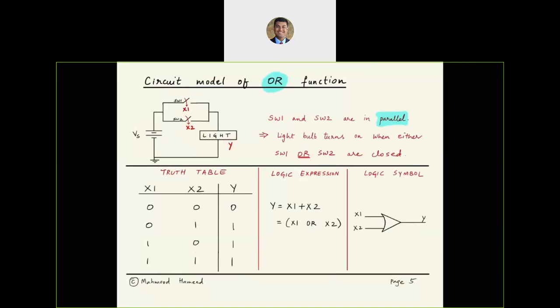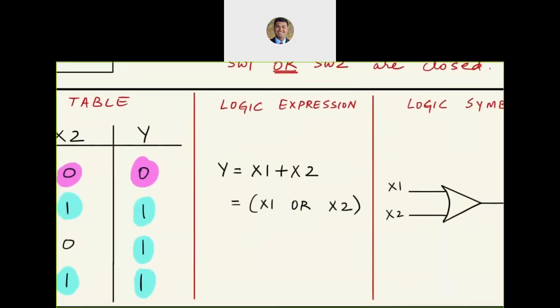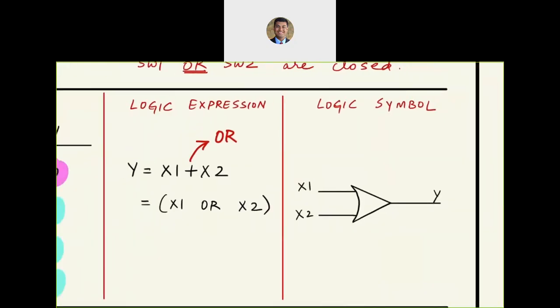That is represented in the truth table as this. Even if one of them is on, the light will turn on. Both have to be off for the light to be off. Logic expression, the plus sign is what corresponds to an OR function. So x1 plus x2. And the symbol, very similar to the buffer.